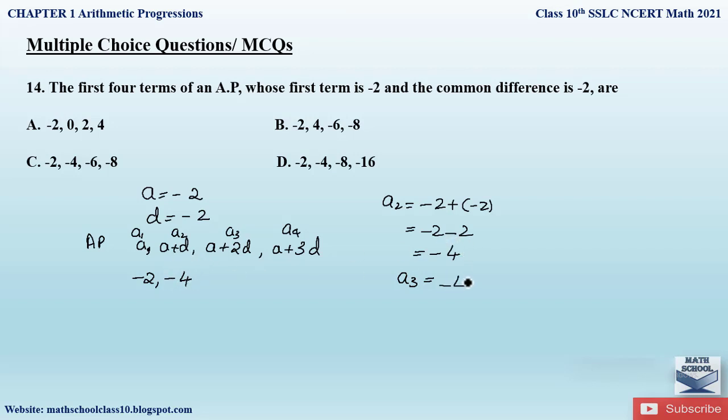Second term value we got is -4, just add D to it, -2, you will get the third term. -4 and -2 is -6, right? Now similarly, obtain the fourth term, add the common difference -2 to the third term. So this is -6 -2, that will be equal to -8. So our fourth term is -8, right? So these are the first four terms of an AP given A and D values. So our correct option is option C, that is -2, -4, -6 and -8. So again, be very careful here with the signs to get the correct answer.